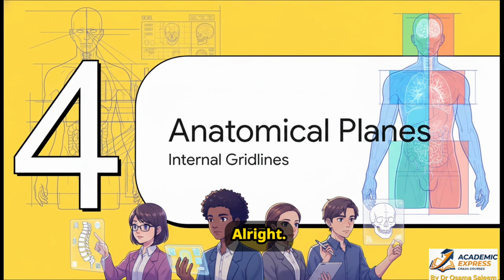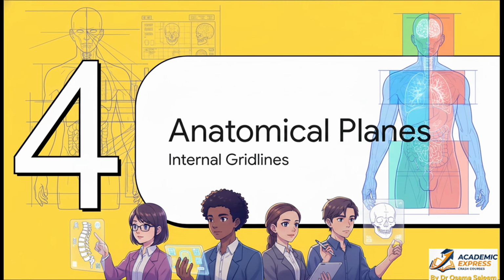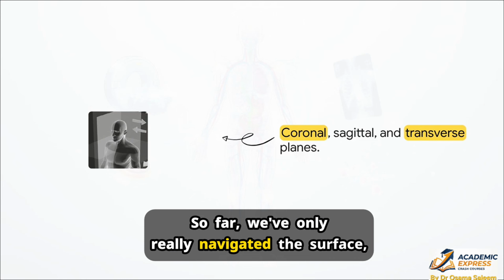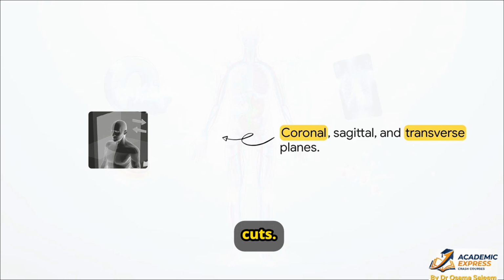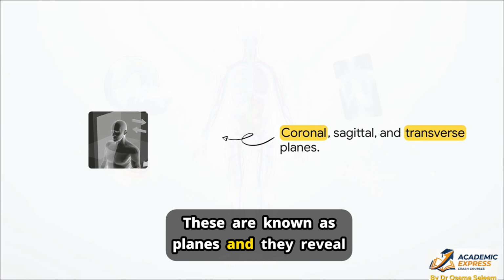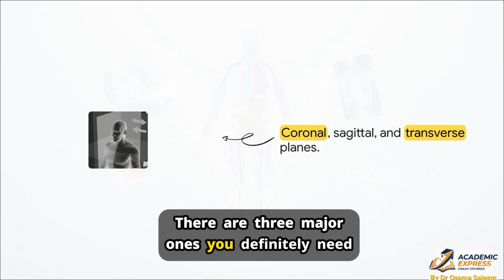All right, Section 4, Slicing Up Anatomical Planes, the internal grid lines. So far, we've only really navigated the surface, but to look deeper, clinicians use three-dimensional conceptual cuts. These are known as planes, and they reveal the internal grid lines of the body. There are three major ones you definitely need to know.